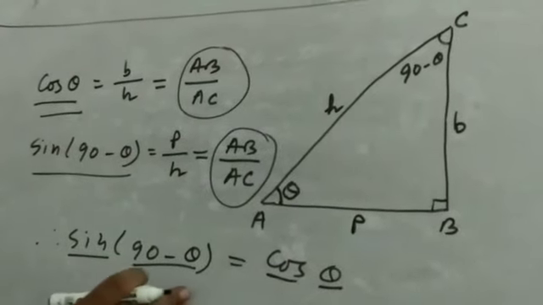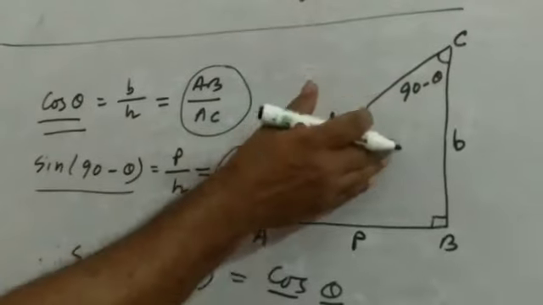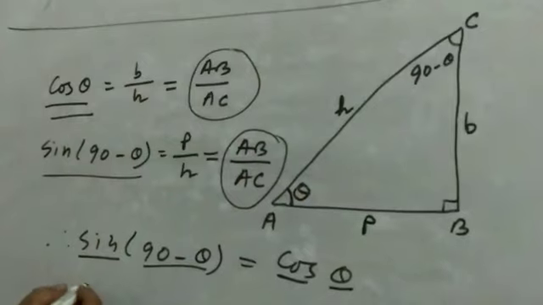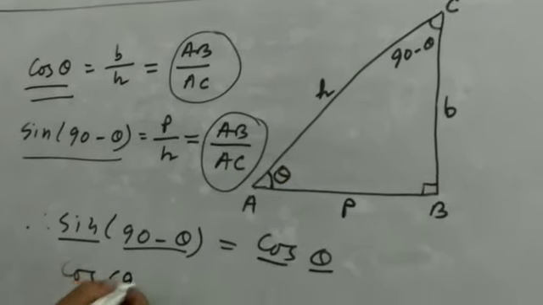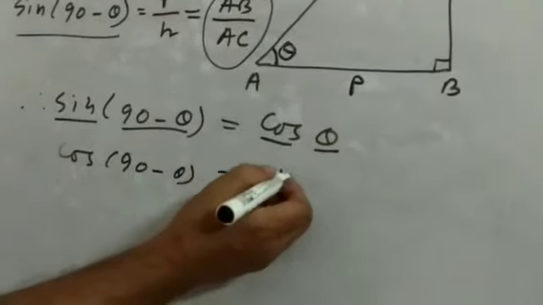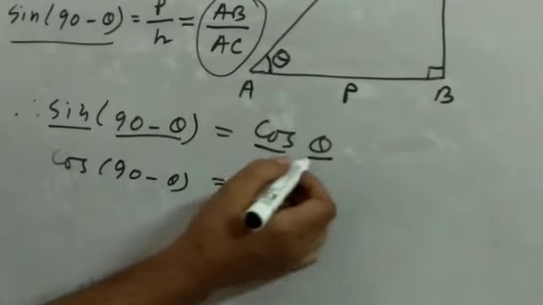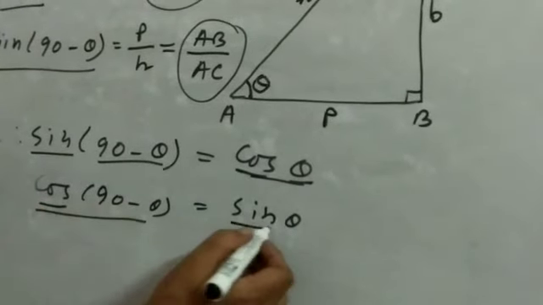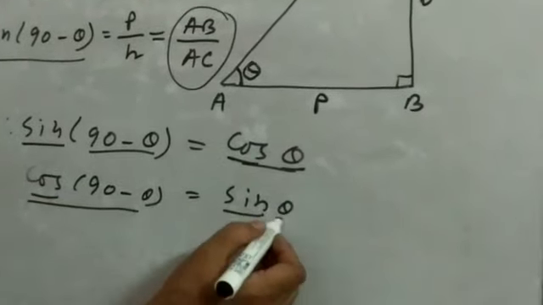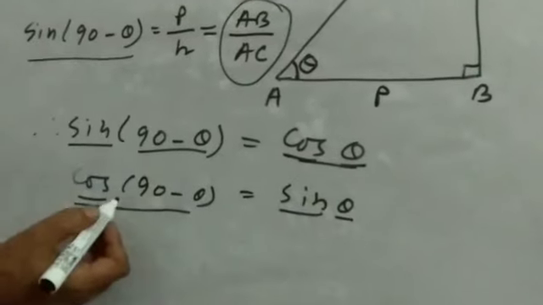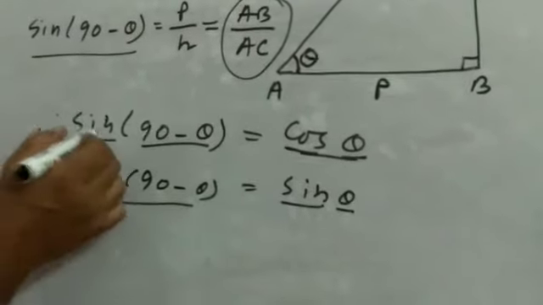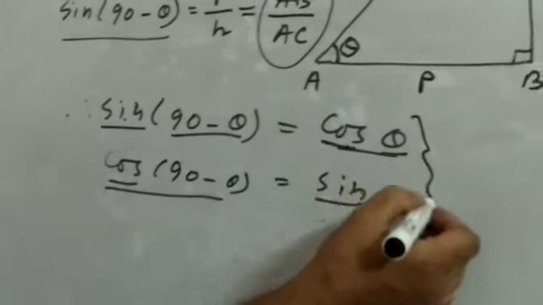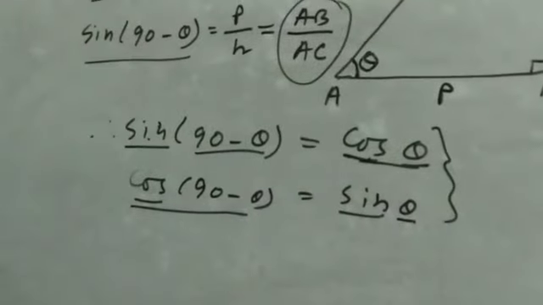Similarly, we will find other relations. We can verify in this figure also. What relation? Cos 90 minus theta is equal to sin theta. You see, sin 90 minus theta is cos, then cos 90 minus theta is sin. Means the complement of cos is sin and the complement of 90 minus theta is theta. So sine and cos are complementary ratios: the complement of sine is cos and the complement of cos is sine.